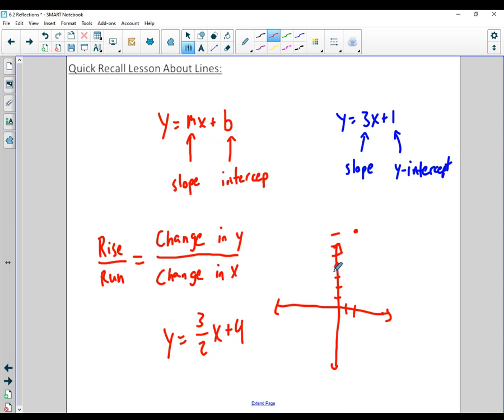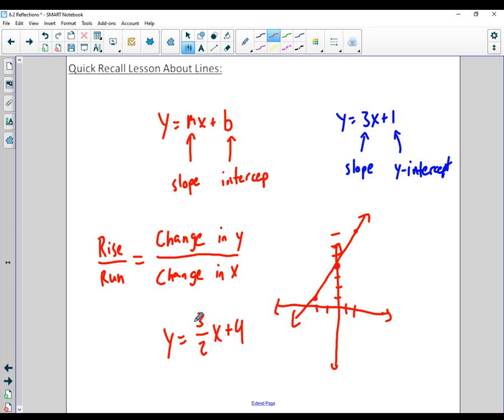Or I could go down 3, right? 1, 2, 3, and then I'd go over 1, 2. And I should get a line with a slope of 3 halves. And then I always just like to go up or down with the 3, right? So I can choose to go up 3 or down 3, and then I determine if I need to go left or right based on if this is positive or not.